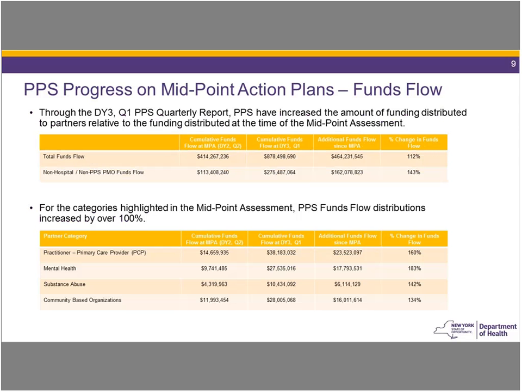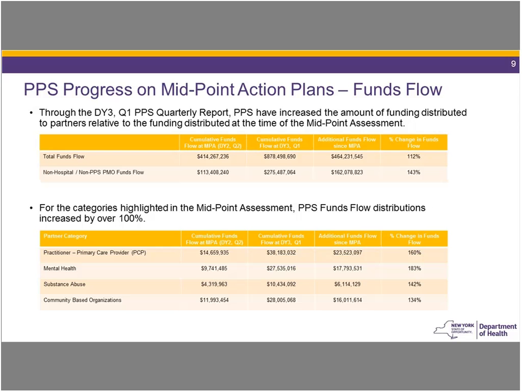So looking on this first slide, in terms of overall funds flow distribution, when we were looking at this as part of midpoint, so DY2Q2, PPSs had distributed in total just over $414 million out to partners. Looking at that now 3 quarters later, we've actually seen that go up by over $464 million, sorry, to a total of $878 million distributed. So in terms of a period over period shift, it's about a 112% increase. So it's more than doubled in the 3 quarters following midpoint assessment.